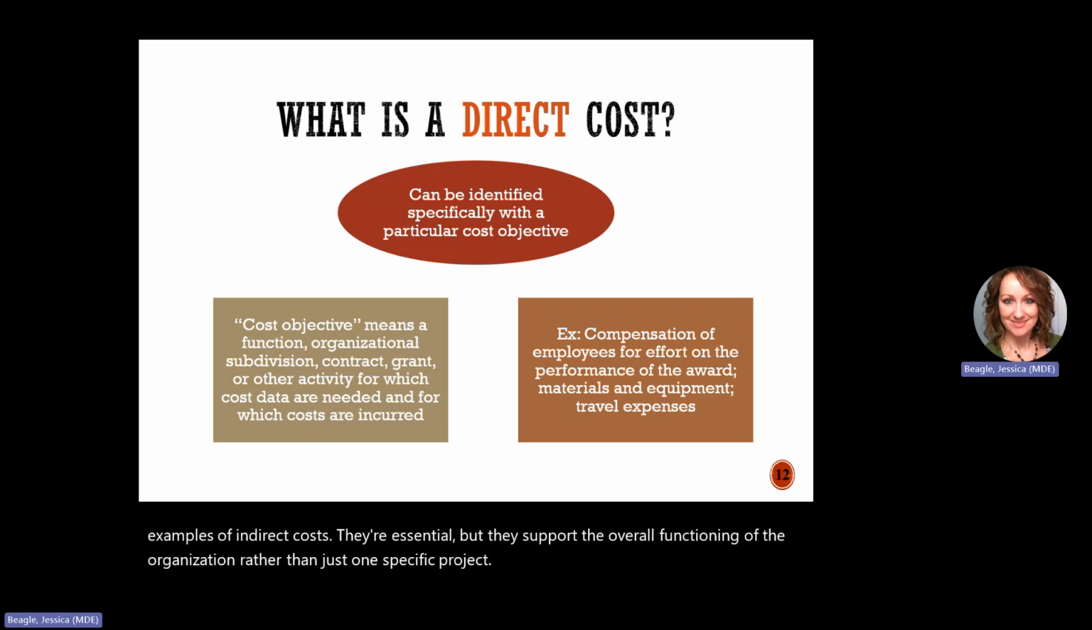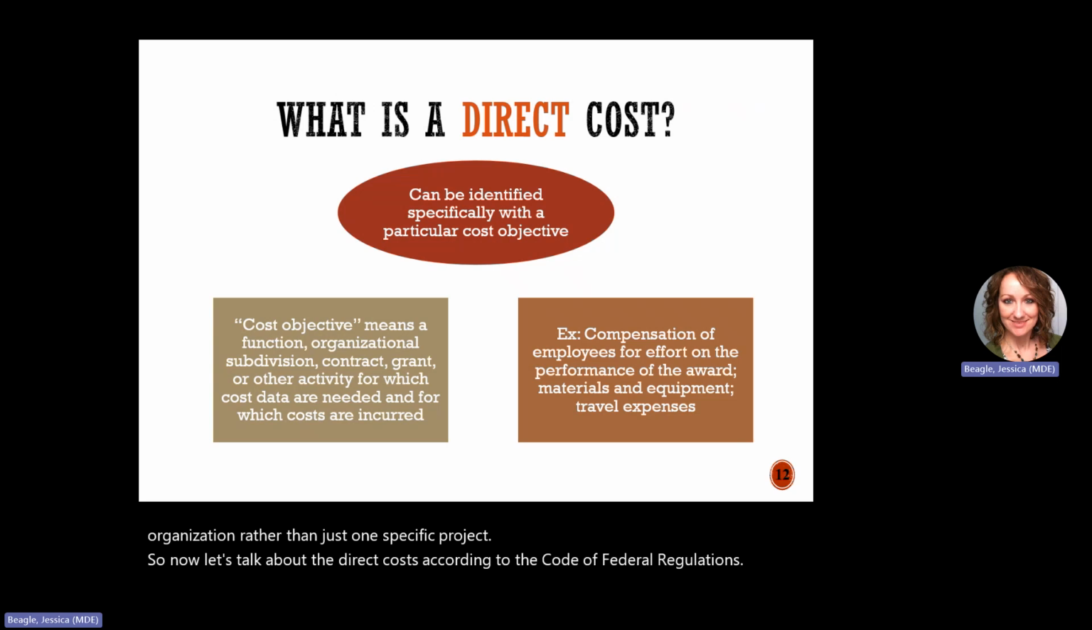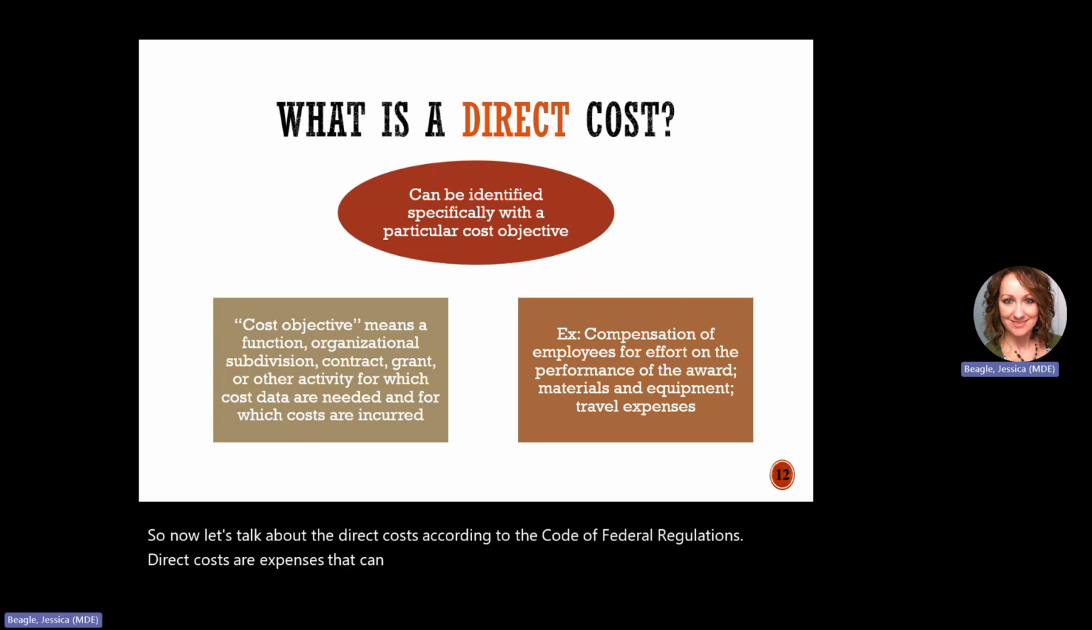So now let's talk about the direct costs. According to the Code of Federal Regulations, direct costs are expenses that can be specifically linked to a particular project or cost activity. These are costs that you can directly charge to grants, to contracts, or other programs.